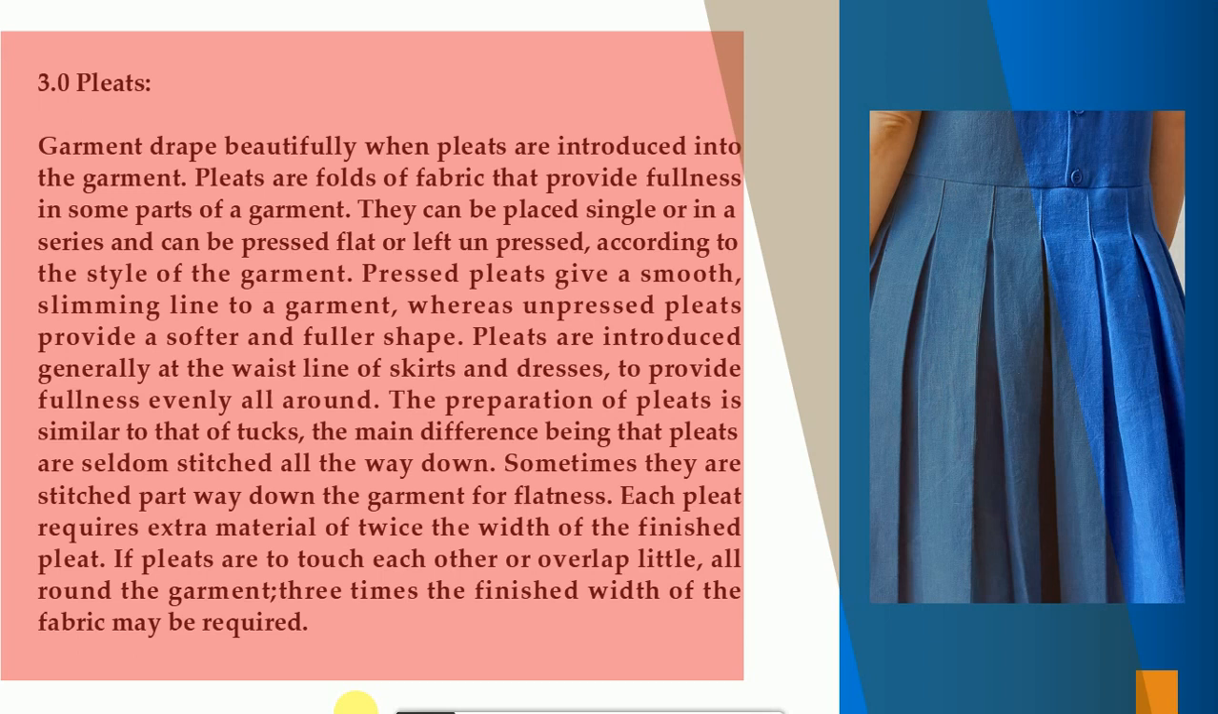The preparation of pleats is similar to that of tucks, the main difference being that pleats are seldom stitched all the way down. Sometimes they are stitched part way down the garment for flatness. Each pleat requires extra material of twice the width of the finished pleat. If pleats are to touch each other or overlap a little, all round the garment, 3 times the finished width of the fabric may be required.